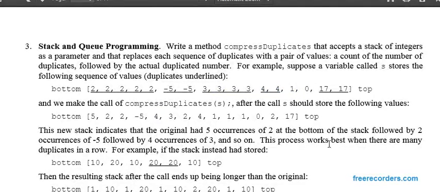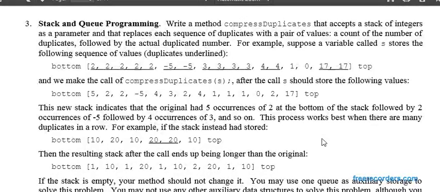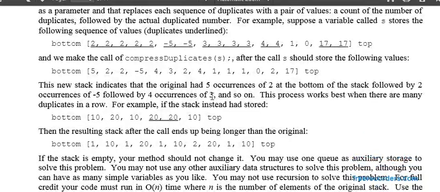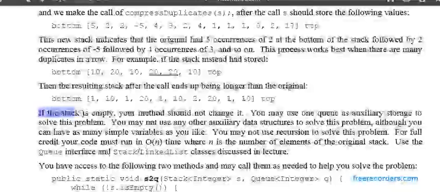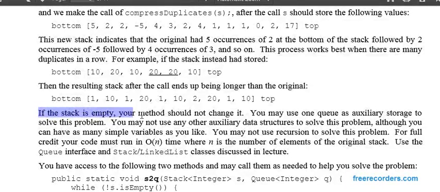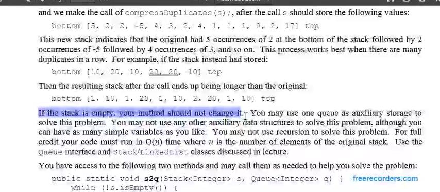And we can see that it's kind of intuitive based off of what we've seen. The new stack indicates that the original occurrence is 5. That's what we went over. So we're dealing with the important parts here. If the stack is empty, our method should not change the stack.